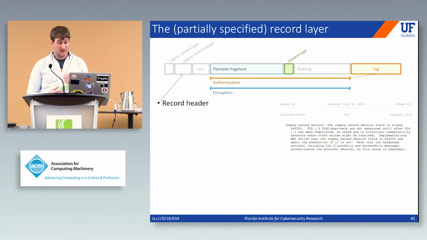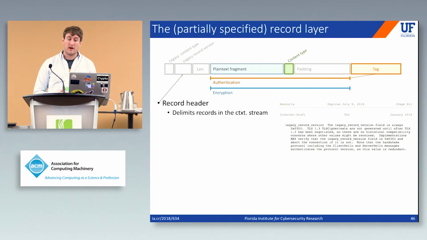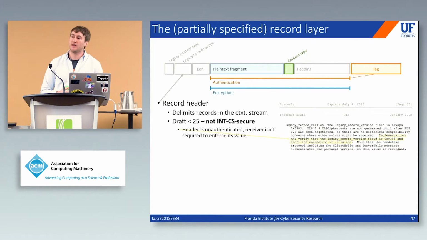The other sticky point is the record header. The record header is the sequence of 5 bytes that indicates, among other things, the total length of the next encrypted record. And this is supposed to tell the receiver how many bytes it's to expect before decrypting. So when we began looking at TLS 1.3, it was still an internet draft, and at that time, the header was unauthenticated, and the receiver wasn't required to enforce the value of the header. And the reason for this is that the header doesn't seem to be relevant to security of the record's contents.